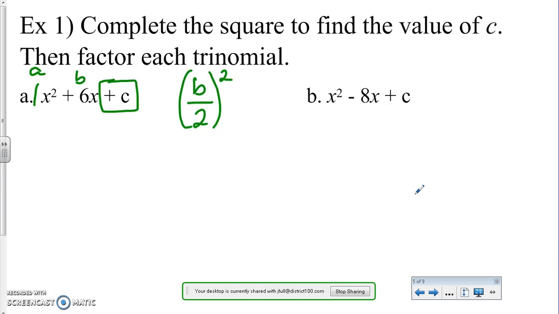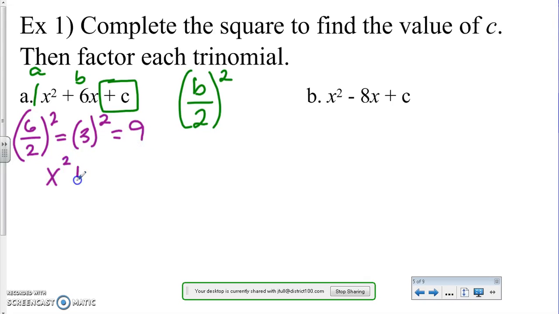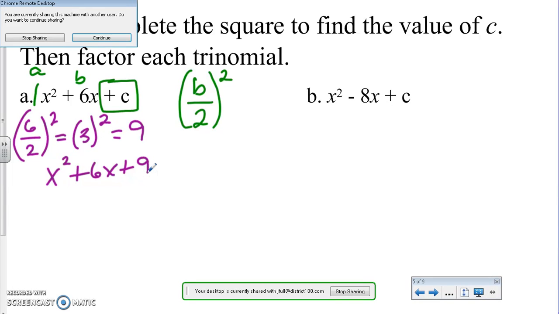So in this problem, my b is 6. We're going to go ahead and divide that by 2. So 6 divided by 2 is 3. Make sure you put that 3 in parentheses, especially when you have negatives there, otherwise it'll mess up your answer. And then 3 squared is 9. So that means if I put a 9 there, I have x squared plus 6x plus 9. This is my perfect square trinomial.